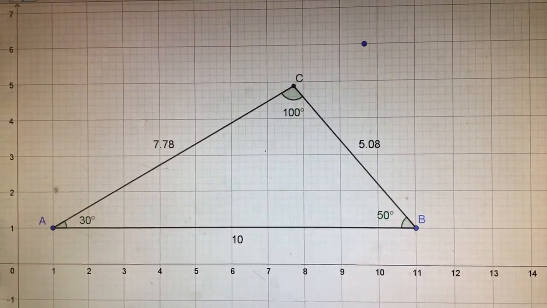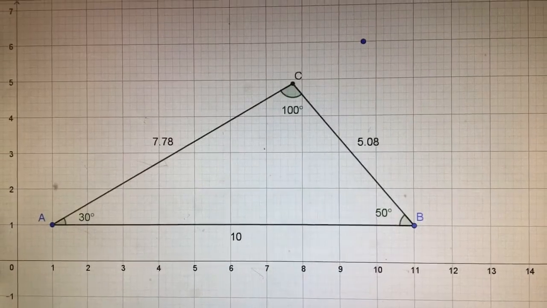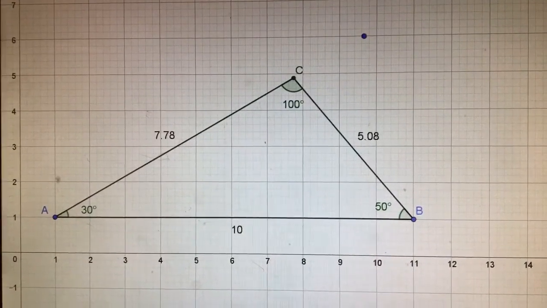And now we're going to use the law of sines. We're going to introduce you, and we're going to show you how to actually calculate those lengths. So here we go, to the board.